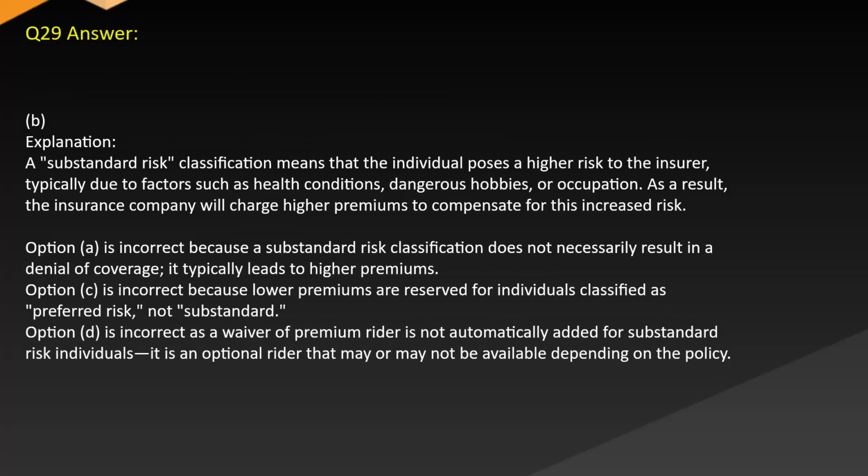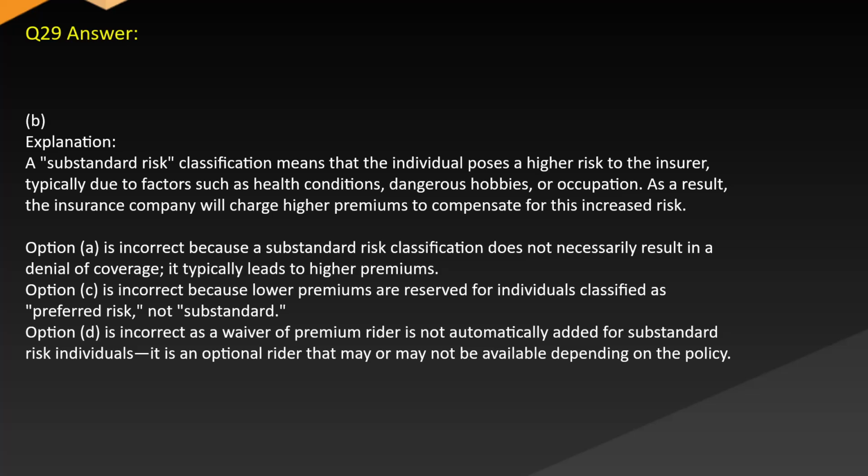Answer: B. Explanation. A substandard risk classification means that the individual poses a higher risk to the insurer, typically due to factors such as health conditions, dangerous hobbies, or occupation. As a result, the insurance company will charge higher premiums to compensate for this increased risk. Option A is incorrect because a substandard risk classification does not necessarily result in a denial of coverage. It typically leads to higher premiums.